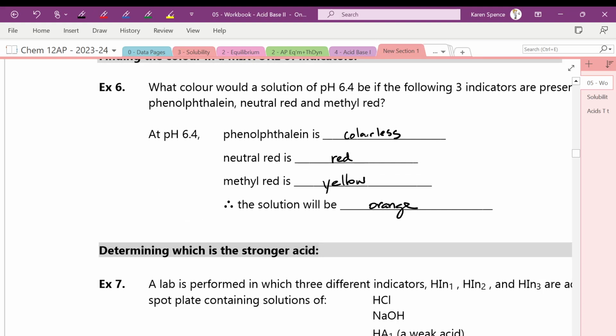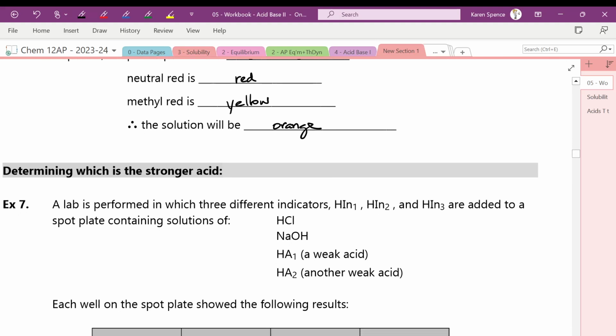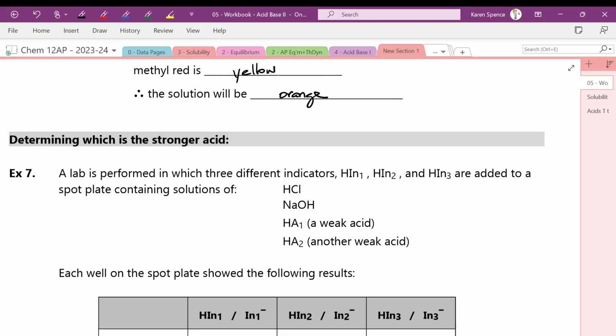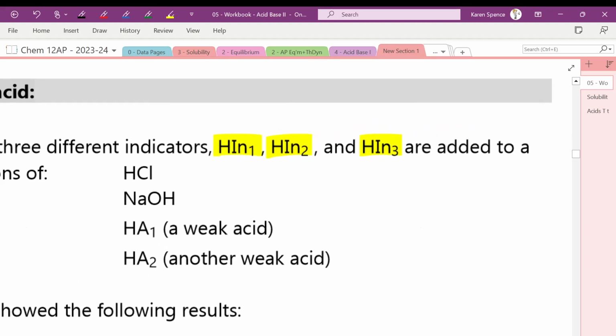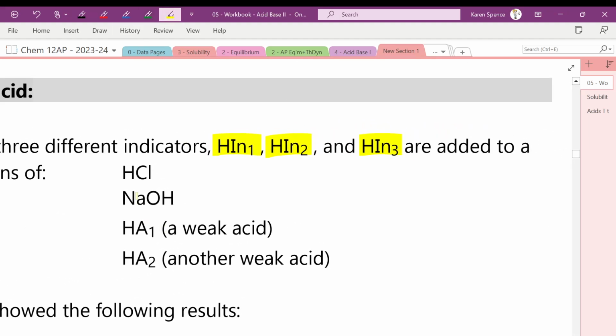All right, now this is an actual lab that maybe we can do later, but we're not going to do because we don't get to have any fun because it's AP, so sorry. But you can do a lab where you have 3 indicators, HIN1, HIN2, and HIN3. And they are added to a spot plate containing solutions of HCl, NaOH, HA1, and HA2.